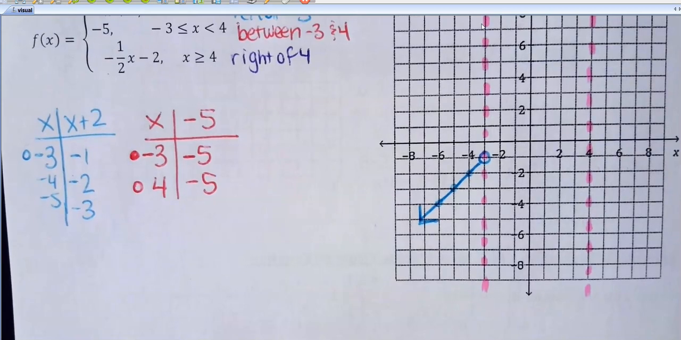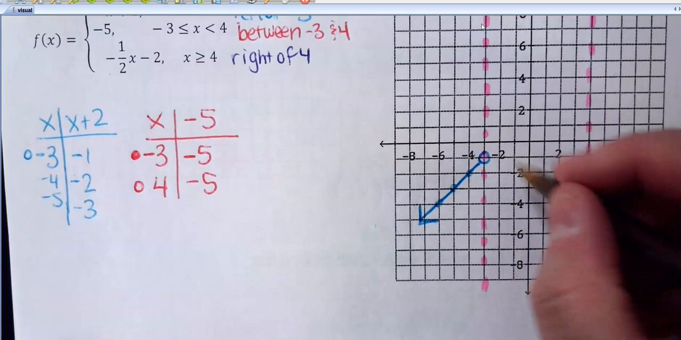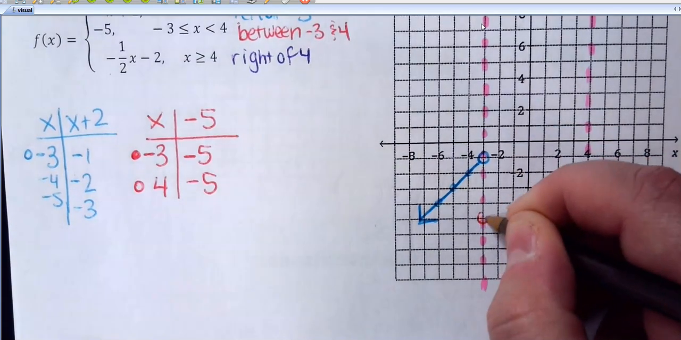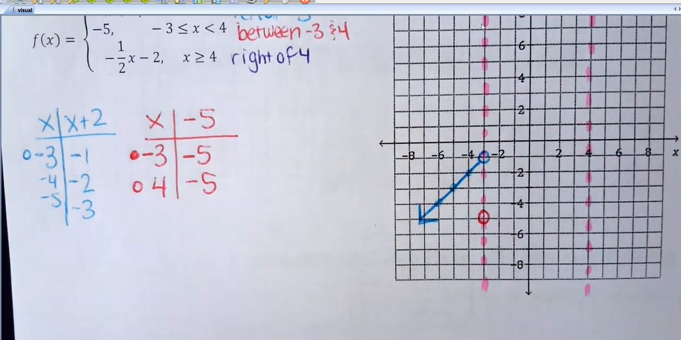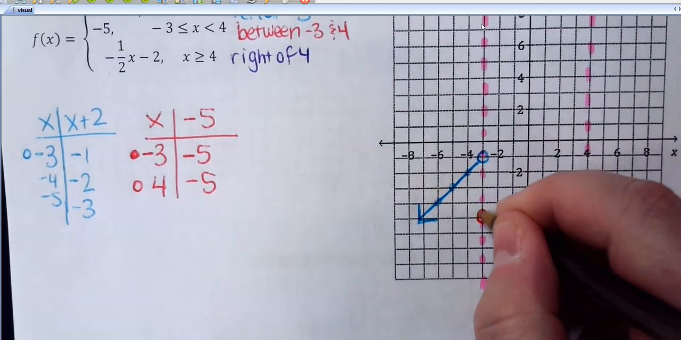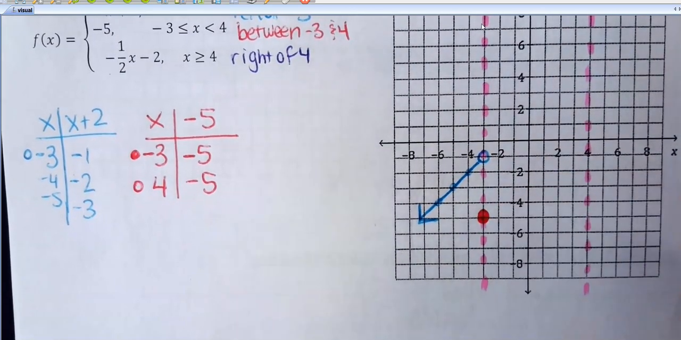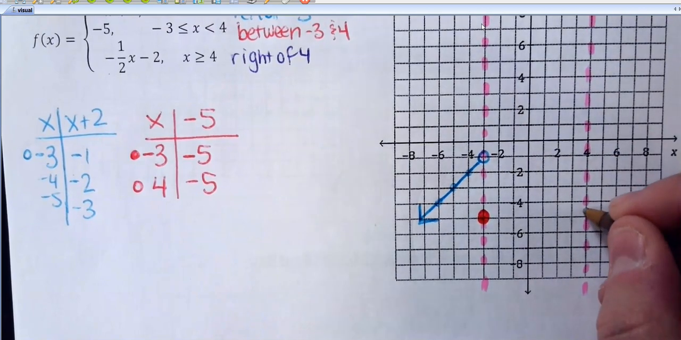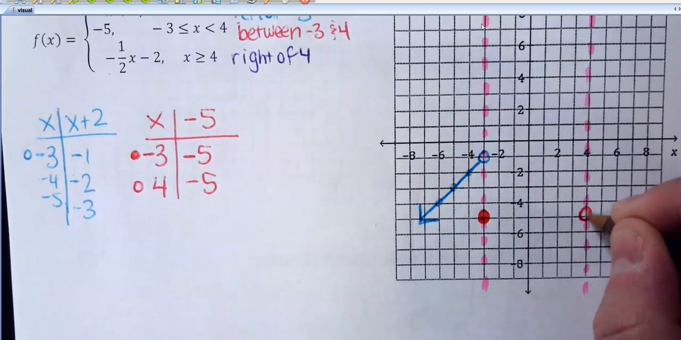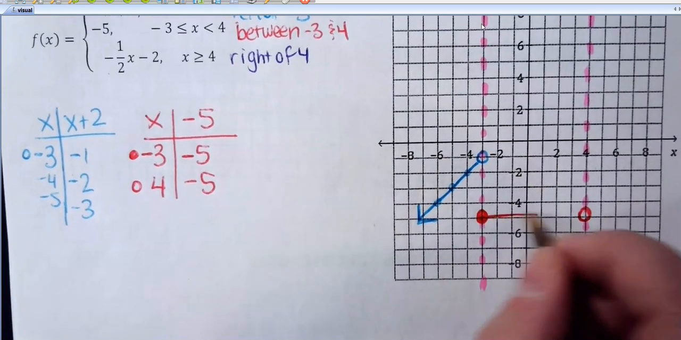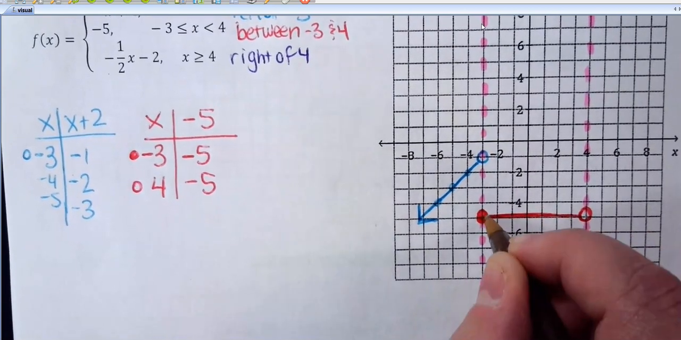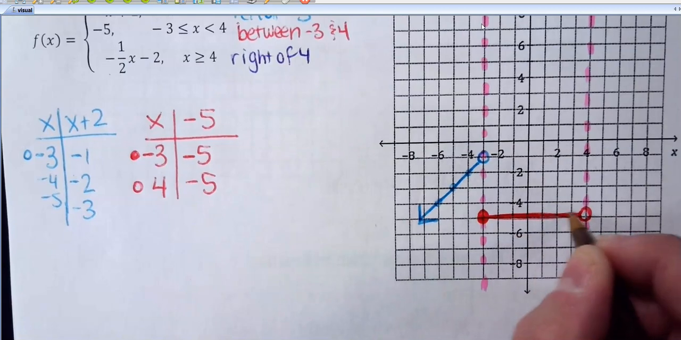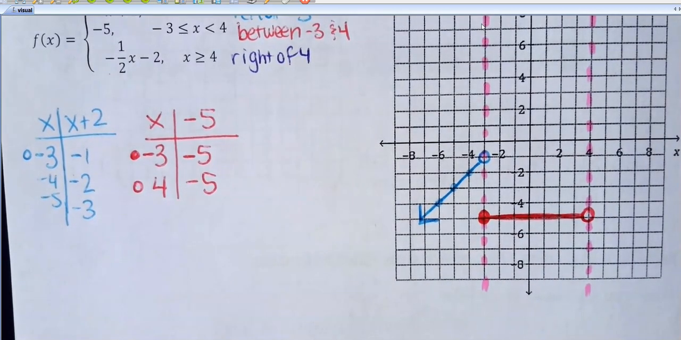All right, so I'm going to play connect the dots here. So just -3, -5, and that should be on that vertical boundary line between the pieces, and that circle is going to be filled in. And your 4, -5, that one will be an open circle. And we're just going to play connect the dots. This should be a horizontal line. All the y coordinates in between those two should be the same. They should all be -5.